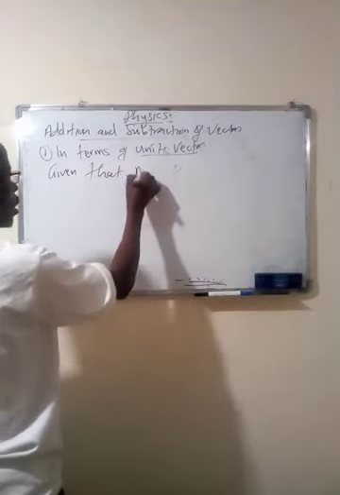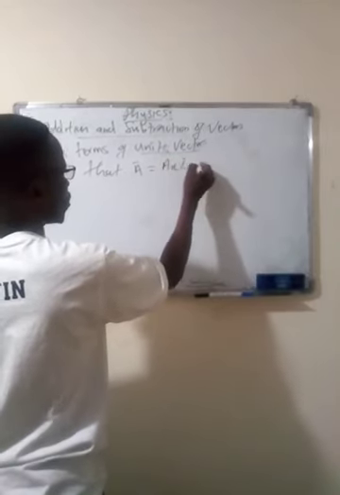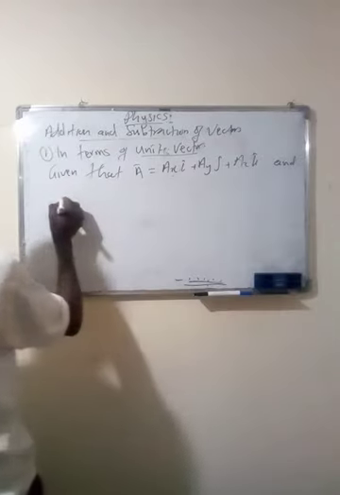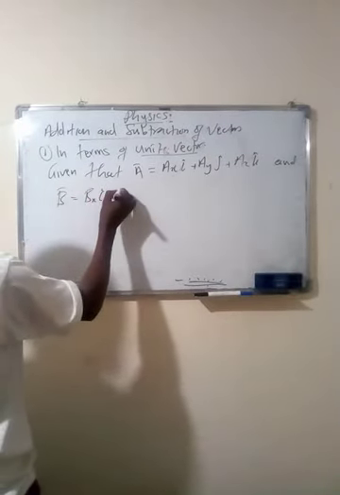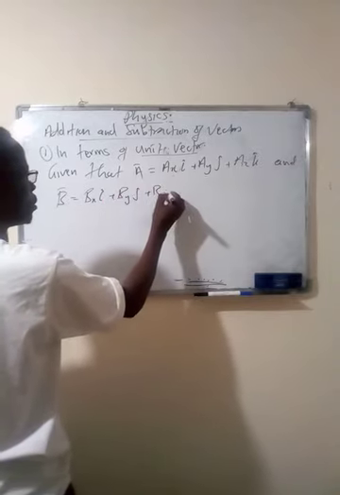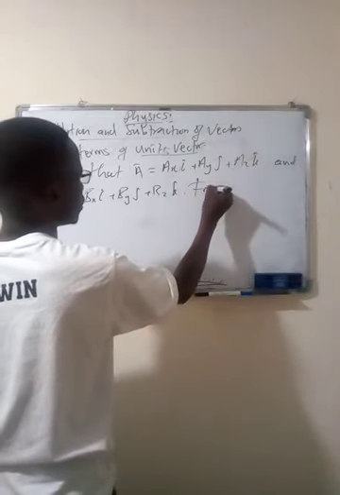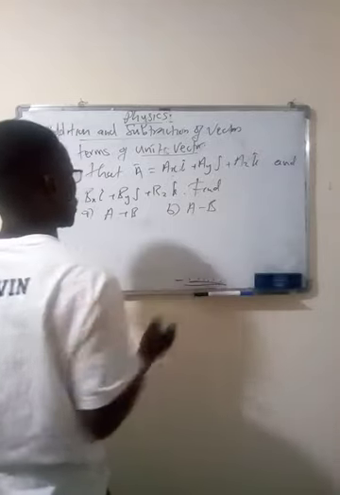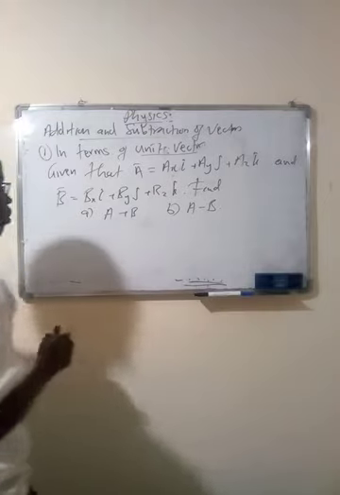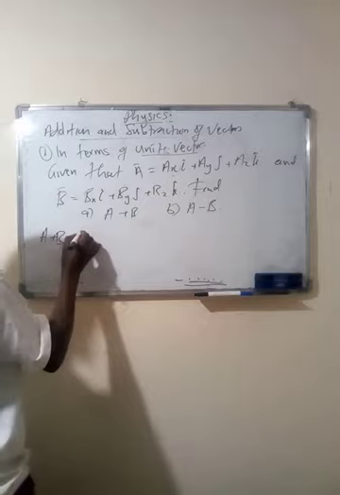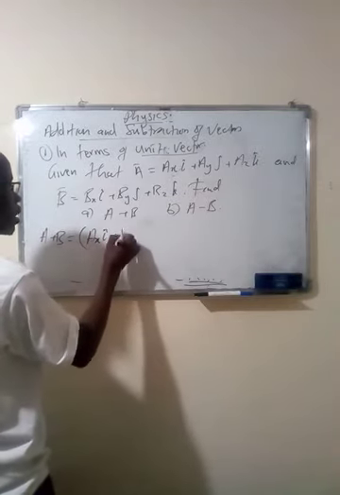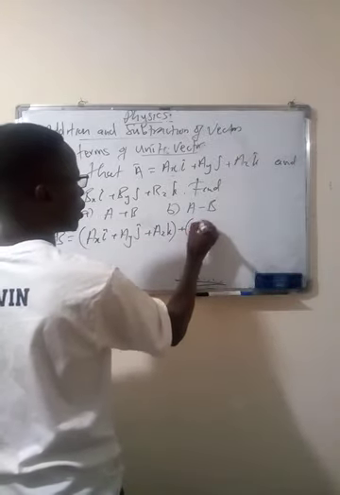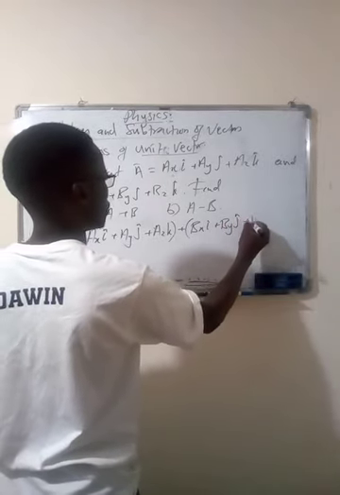Let's say, given that the vector A is equal to AxI plus AyJ plus AzK, and another vector B is equal to BxI plus ByJ plus BzK, find A plus B, and also find A minus B. So A plus B is simply going to be equal to the vector A, which is AxI plus AyJ plus AzK, and then plus BxI plus ByJ plus BzK.